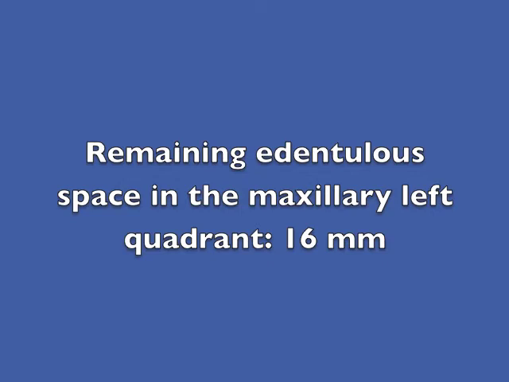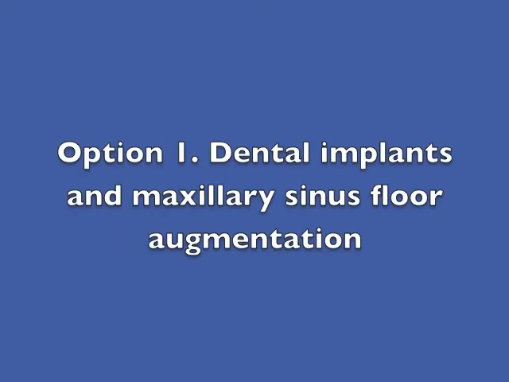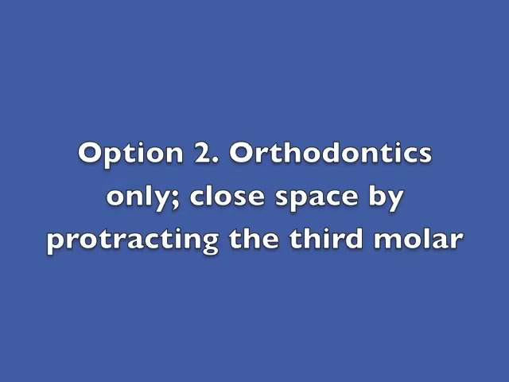There were 2 molars missing, and the space was about 60 millimeters. These remaining spaces could be restored with dental implants. However, it would have required maxillary sinus floor augmentation. Another option was to close the remaining spaces by protracting the third molar.